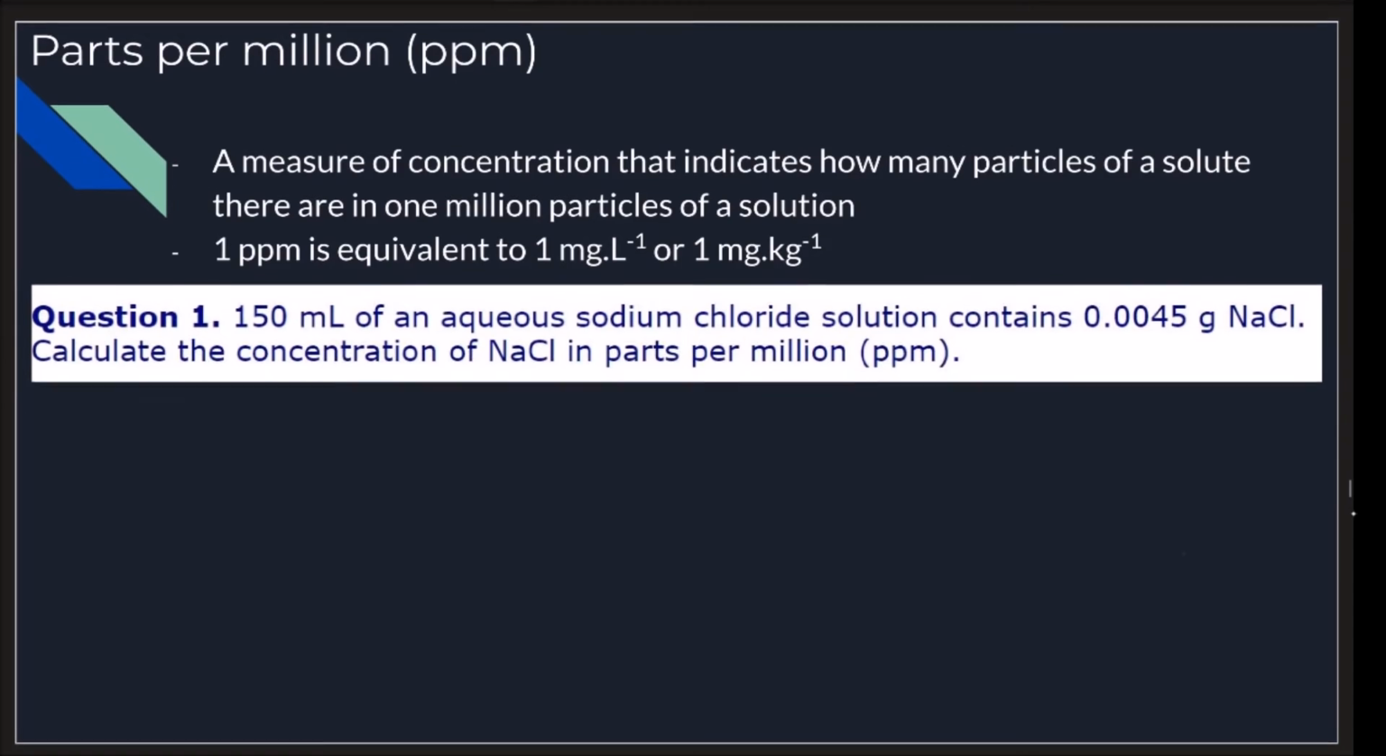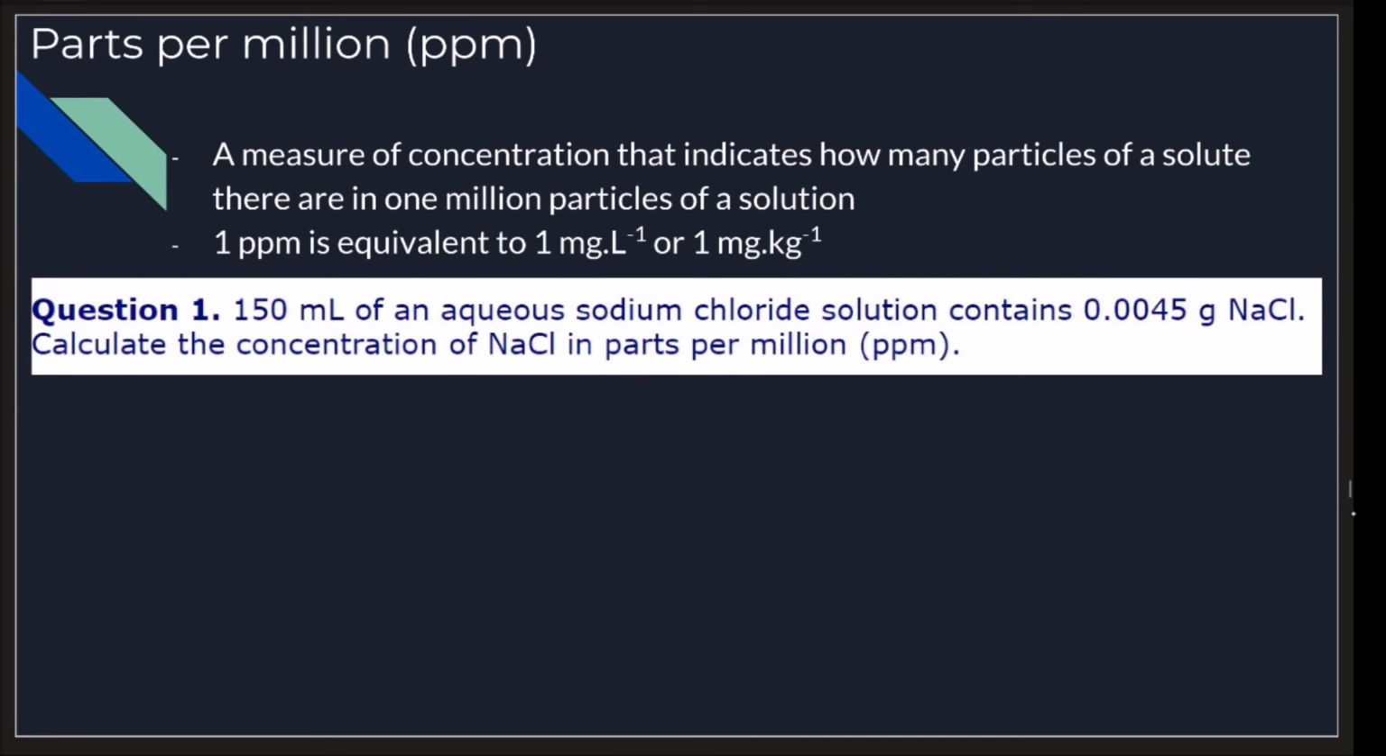Parts per million is where things can get more tricky. So parts per million, or ppm, is a measure of the concentration that indicates how many particles of solute there are in 1 million particles of solution. So if you've got a value of 4 ppm, that means that only 4 particles will be solute within 1 million particles of solution. So this is very effective for looking at solutions of very low concentration.